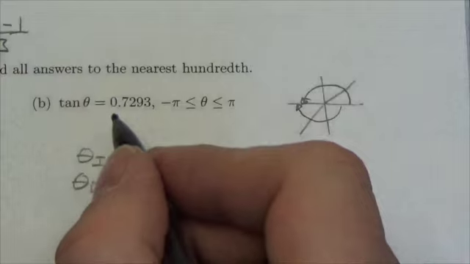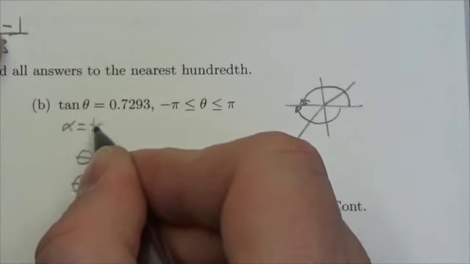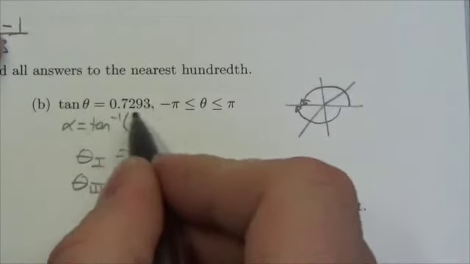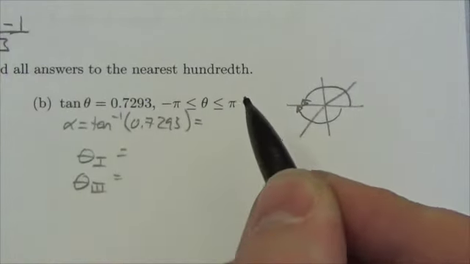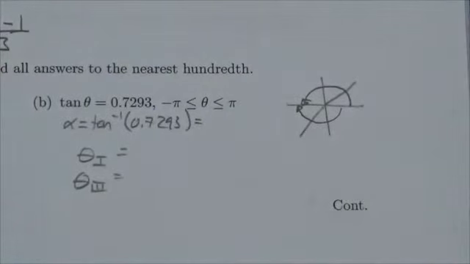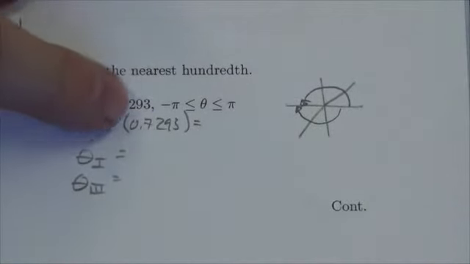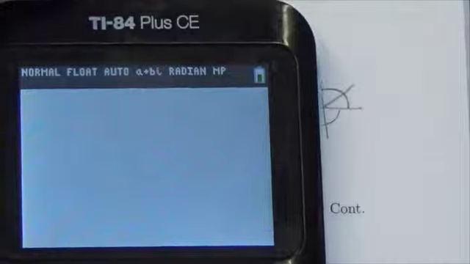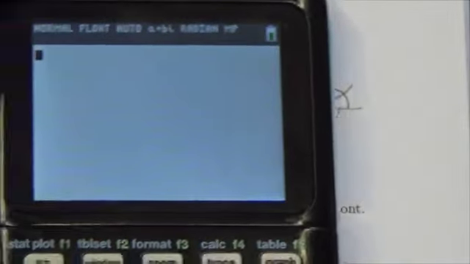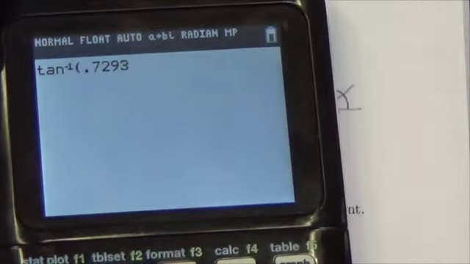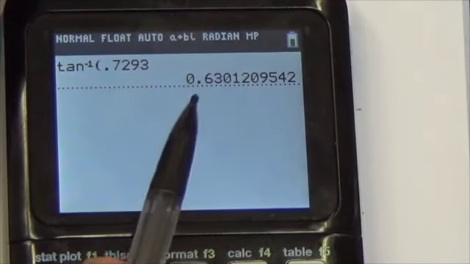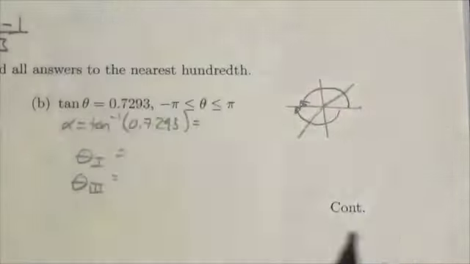The next thing I've got to do is get my reference angle. So my reference angle here will be the inverse tangent of that value right there. And if there was a negative sign there, I would drop it because I'm not interested in the sign when I'm finding the reference angle, I'm just interested in the value. And I've got to make sure I'm in radian mode here. So the inverse tangent of 0.7293, and so to the nearest hundredth, that's 0.63.